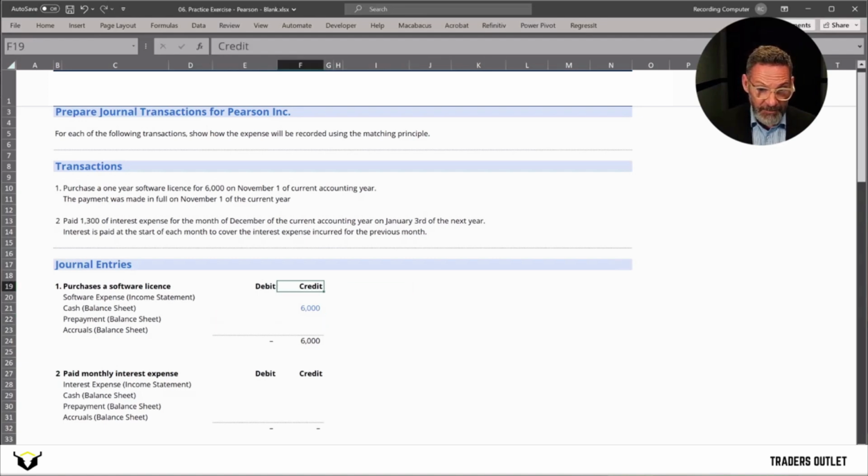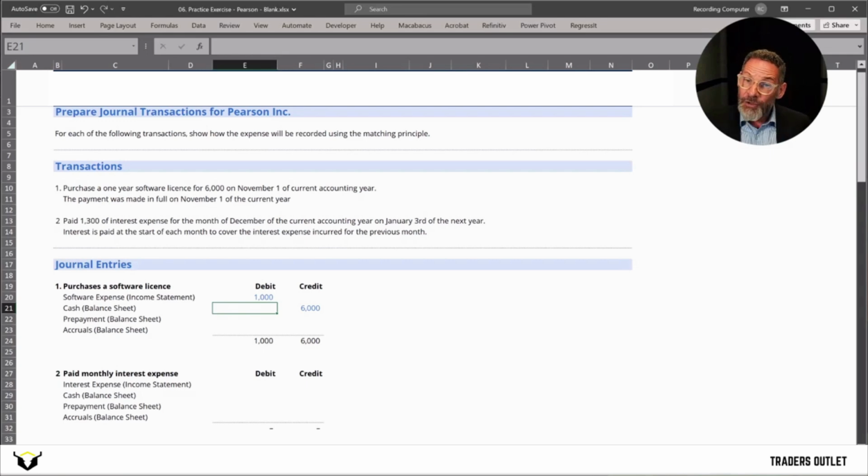Let me just move over here. That is 500. So I'm just going to go 6,000 divided by 12 months. And we have 2 months of the expense relating to our current accounting year. That's November and December. So I'm going to go divided by 12, but times 2. Now at December, we're still owed 10 months of the license.